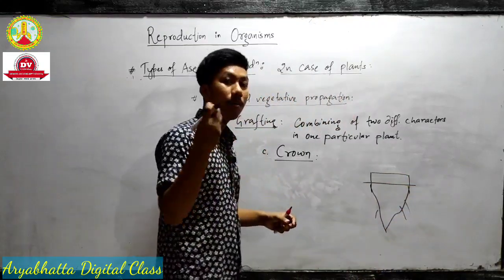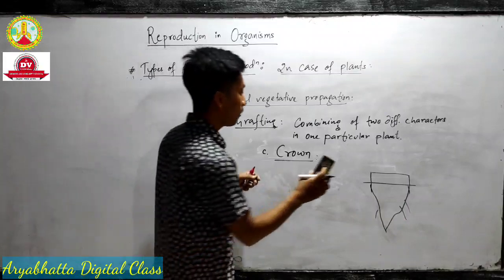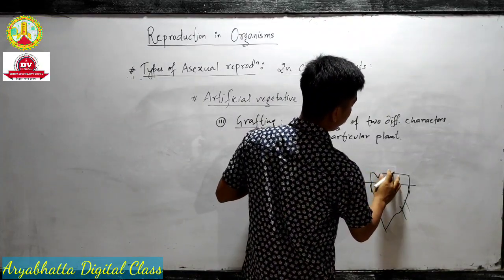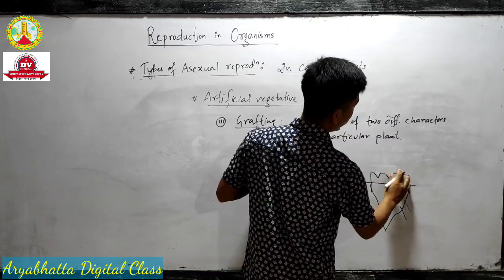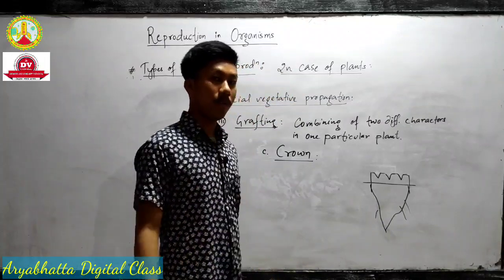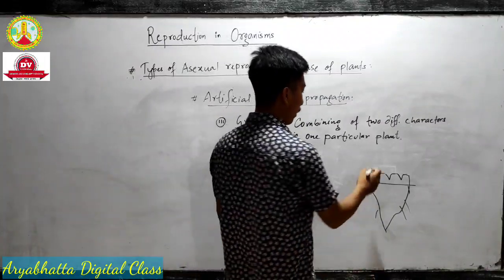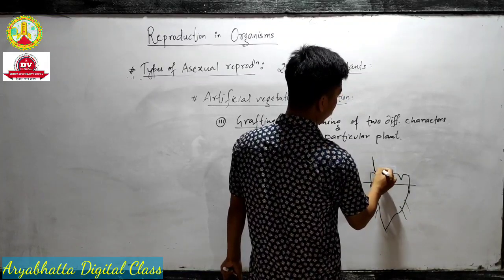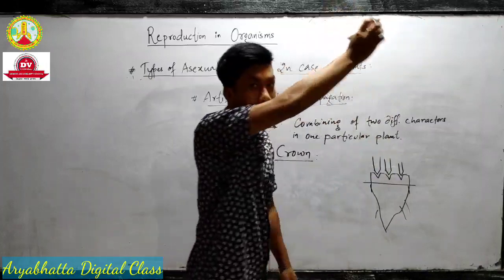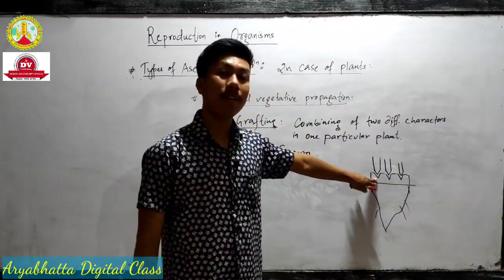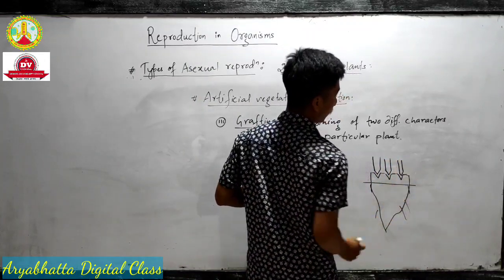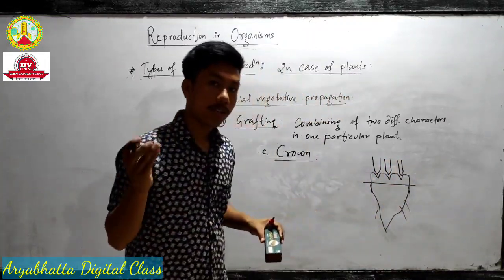So this is the root part, and the stem is big. We can add multiple desired stems. Suppose we want to add 3 different desired stems, 3 different colors in one particular stem. In such a method, we can do grafting. In such cases, the cut is not at 45 degrees. The cut is a wedge-shaped structure.